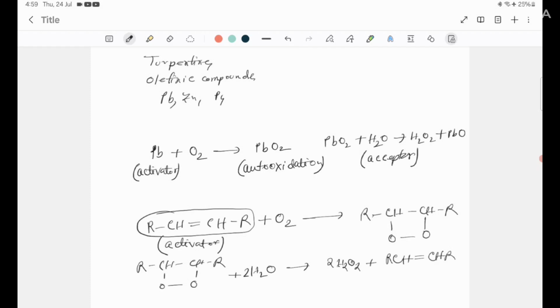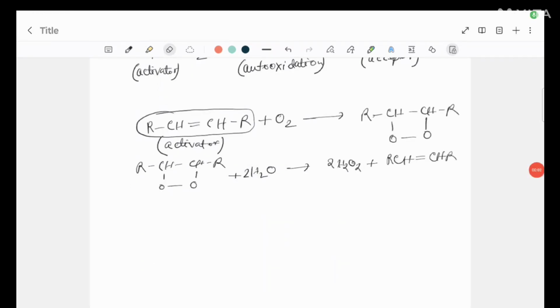So there can be several examples through which we can explain auto-oxidation. But the main phenomenon of auto-oxidation is the oxidation of H2O to H2O2, which is carried out automatically. We are not adding any other chemicals, right? So it is being oxidized automatically by the oxidation of other compounds like turpentine, olefinic compounds. There can be several metals like lead, zinc, or phosphorus.